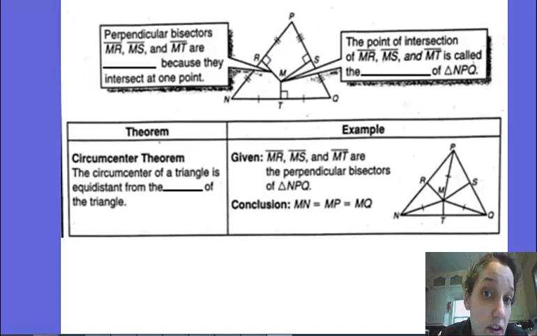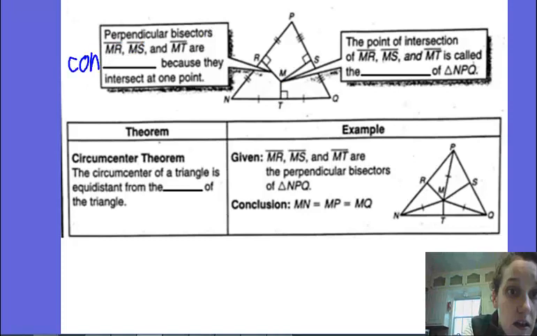So RM, SM, and TM are all perpendicular bisectors, because if you notice, they all have right angles and the tick marks are there. These perpendicular bisectors, RM, SM, and TM, are all concurrent. They all intersect at point M. So perpendicular bisectors MR, MS, and MT are concurrent because they intersect at one point. They intersect at point M.